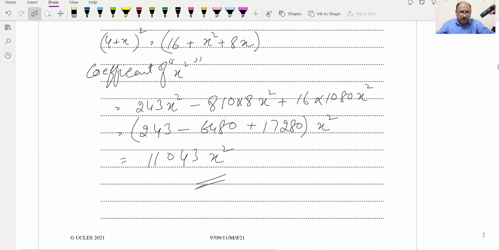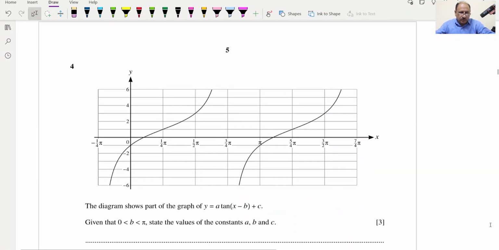So hence, find the coefficient of x squared in the expansion of this. The coefficient of x squared will be 11043. Hopefully you understood this. Now question number 4.